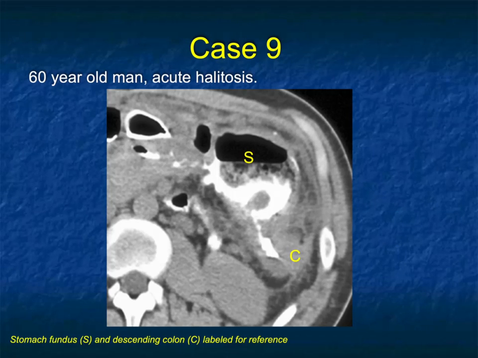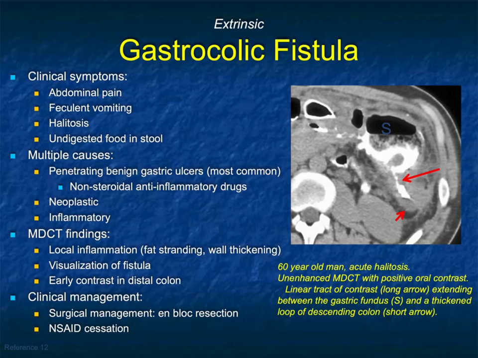What about this case? This patient had halitosis, really bad halitosis. And what you can see here, there's positive contrast, and there's a tract between the stomach and the region of the patient's splenic flexure. That's a fistula between stomach and colon. Now, the thing about this case, I mentioned before, if I'm thinking about a fistula, I'm definitely going to give positive oral contrast, and you can see why it works so nicely because you can see it.